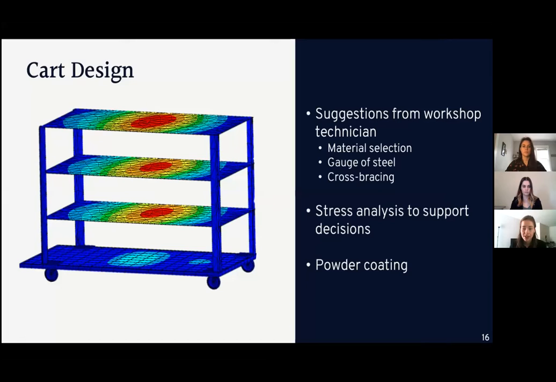After we finalized our design, we designed a cart to be able to safely and effectively hold all of our equipment. For the material, we used a mild steel based on a recommendation from our workshop technician, and backed up this decision with a finite element analysis. We also included cross bracing on the bottom of the bench, where a majority of the weight from the fan coil would be held. Finally, we finished the entire apparatus with a powder coating in order to prevent rust, improve aesthetics, and ensure long-term operation.